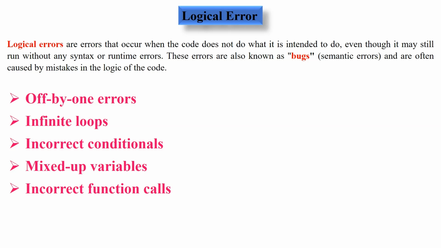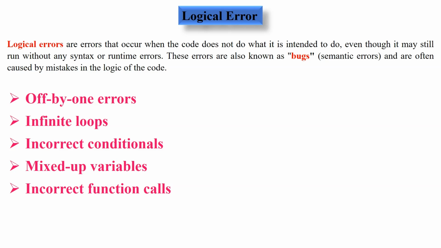Next one is incorrect conditionals. These occur when the code uses incorrect conditional statements, such as if, elif, and else, or the conditionals are not evaluated correctly. For example, if you use the wrong comparison operator, for example, using single equals instead of double equals in an if statement, you may not get the expected results.